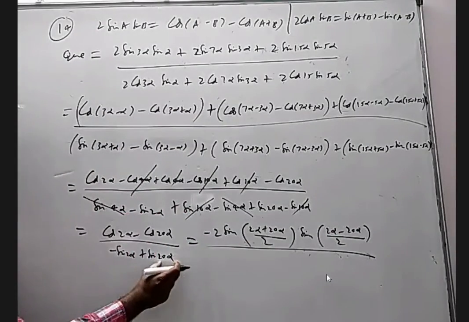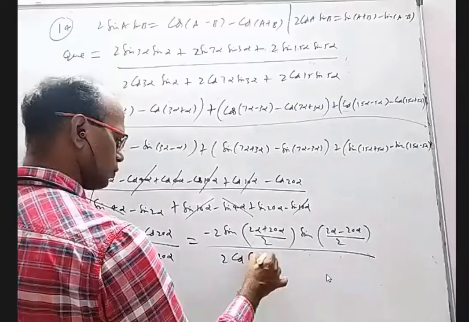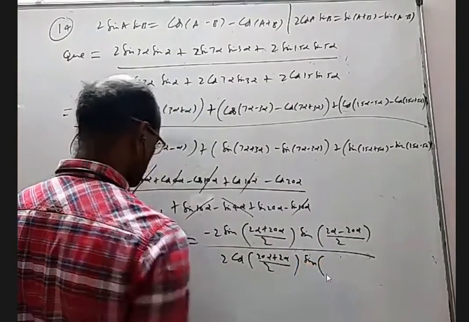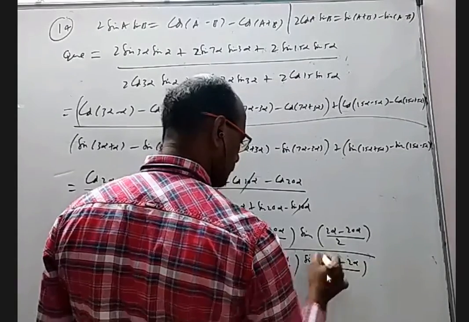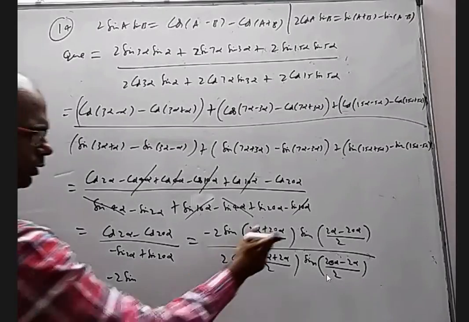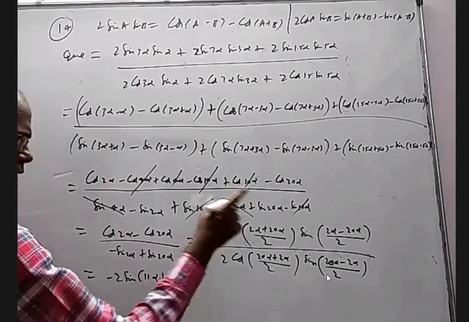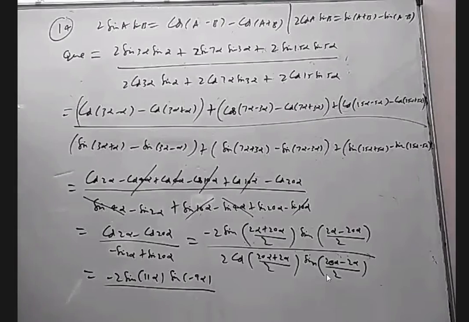Here, I want to take this as C, this as D. Sin C minus sin D is 2 cos of C plus D by 2, 20 alpha plus 2 alpha by 2, sin of C minus D by 2, 20 alpha minus 2 alpha by 2. So minus 2 sin, this is 22 alpha by 2, which is 11 alpha, and that is sin of minus 9 alpha. And this is cos 11 alpha.